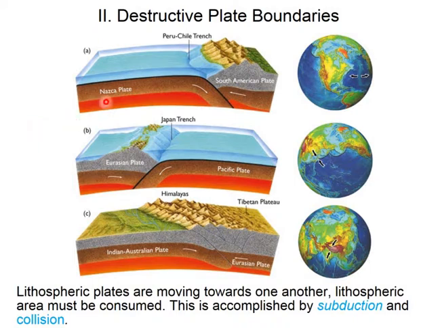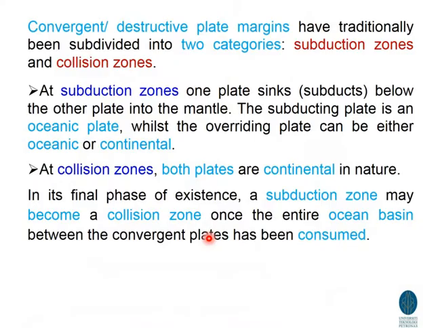In the first case, the Nazca plate or oceanic crust is subducted underneath the South American plate, which is the continental crust. In the second case, the oceanic crust is subducted under another oceanic crust. You can observe this at the Japan Trench, where the Pacific plate is subducted underneath the Eurasian plate. The third case is a continental to continental collision, which can be seen in the Himalayas area, where the Indian Australian plate collides with the Eurasian plate.